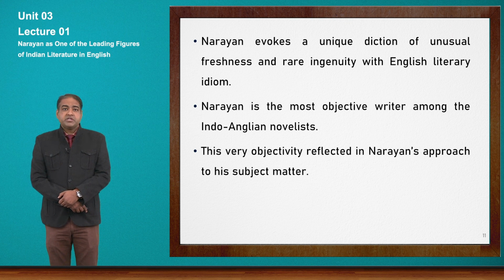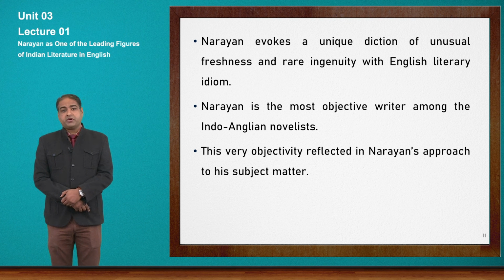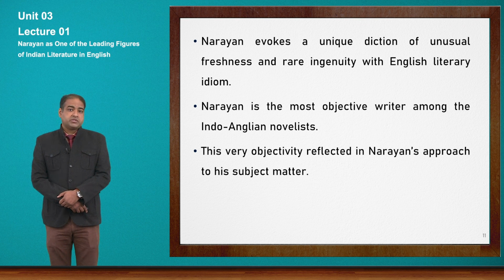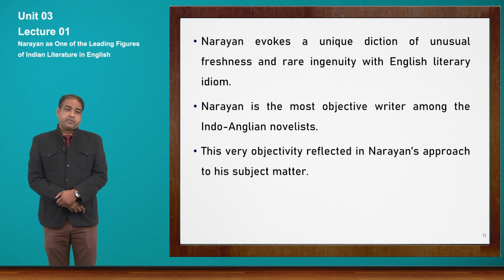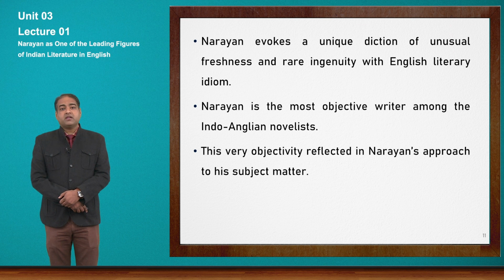There is a rare ingenuity with English literary idioms which R.K. Narayan is habituated to using. Well, friends, you know that in every language there are a set of idioms and phrases. In English also, in Hindi also, we have those idioms and phrases. And when R.K. Narayan is talking about those idioms and phrases, he gives a glimpse of the Indian culture and civilization. Narayan is the most objective writer among the Indo-Anglican novelists.